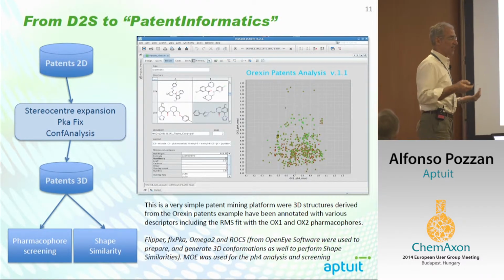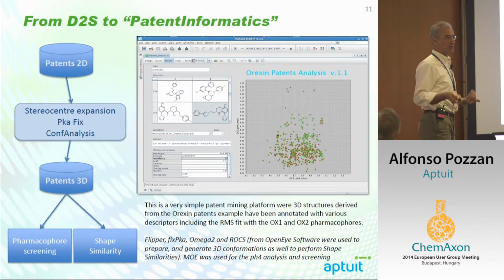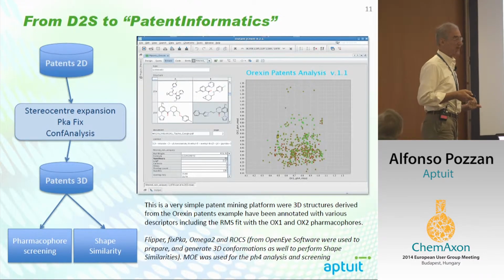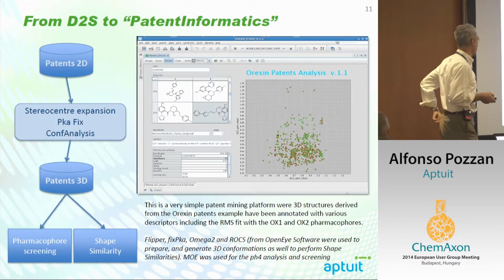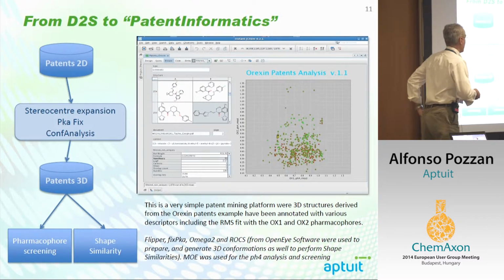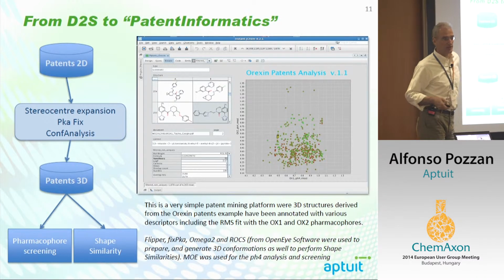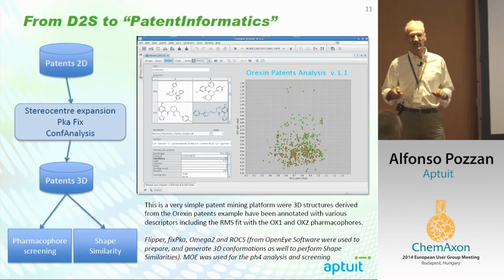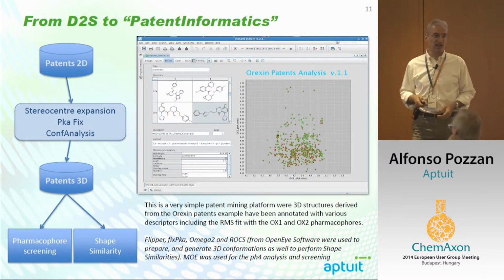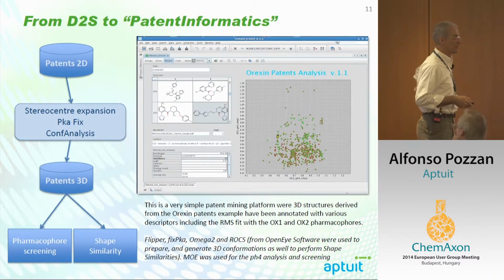We annotate back all the RMS fit with the pharmacophore to the original data, and then we prepare very simple layouts in Instant GenChem, and this is what the medicinal chemist has as a result, with also some physical chemical properties.